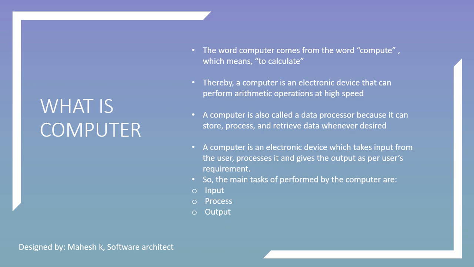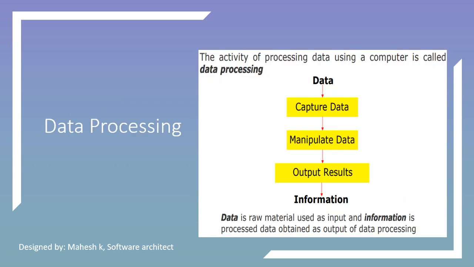Then we learned about data processing. What happens inside data processing is data capturing, data manipulating, and output of results. Data is the raw material provided by the user as input information to the computer. The computer processes it and then provides the results.